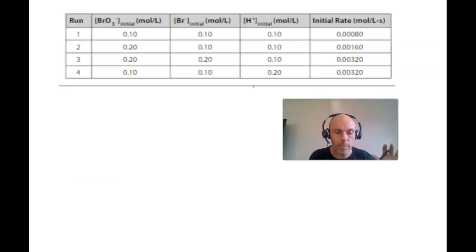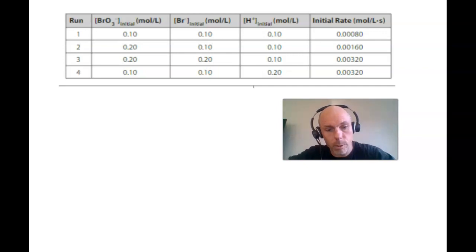This is actually a problem out of our book, but I've jumped to the whiteboard where I can, of course, write a bit better. And what we're looking at here is a table. This is a characteristic looking table that will allow us to determine the rate law given these runs. The first thing we want to do is write the general rate law.